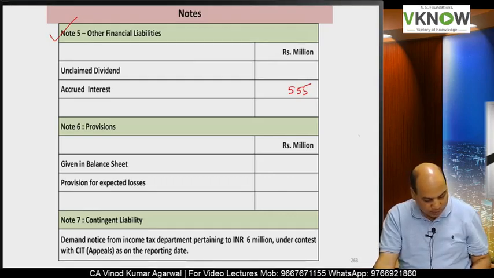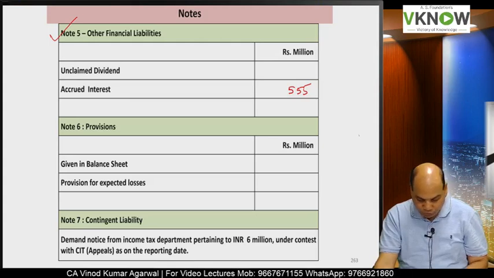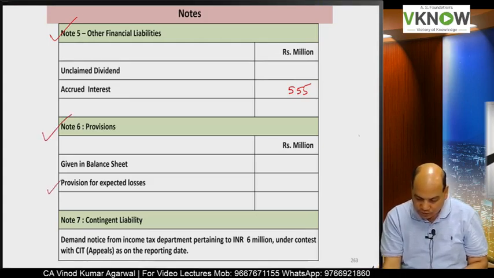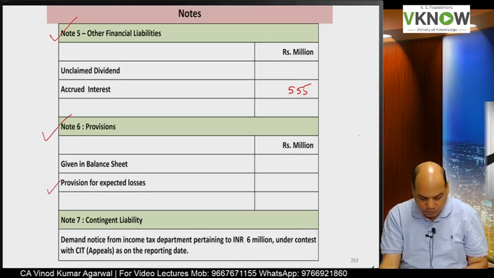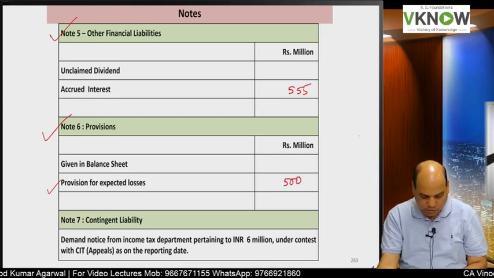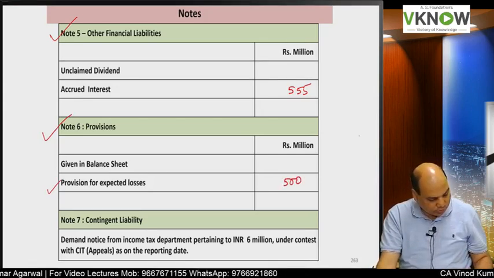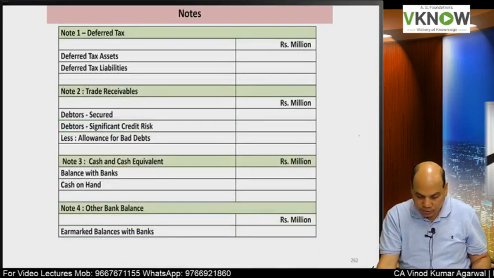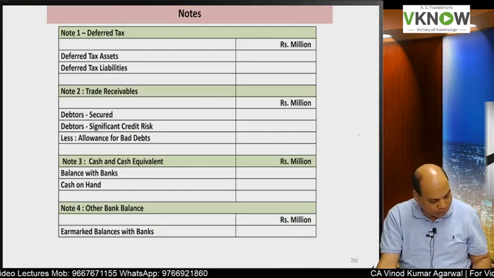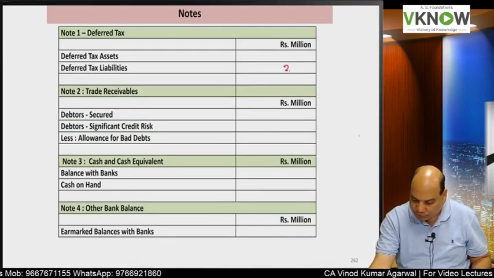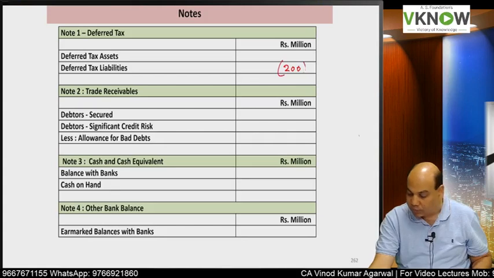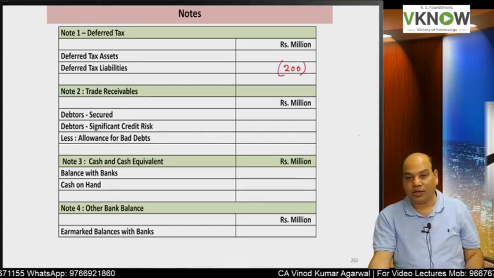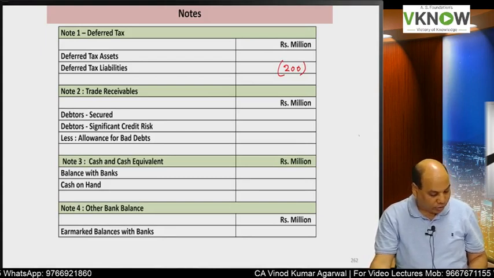There is one item pending, reserve for foreseeable loss. So write in note number 6, second line, provision for expected loss. Is it 500? 500. Okay, now we are on the right path. Deferred tax liability, note number 1. Which is more, deferred tax liability or asset? This time also asset is more. In the exam, be careful. They may give liability more. Then it will come as a deferred tax liability in the balance sheet. Don't remember the answer.